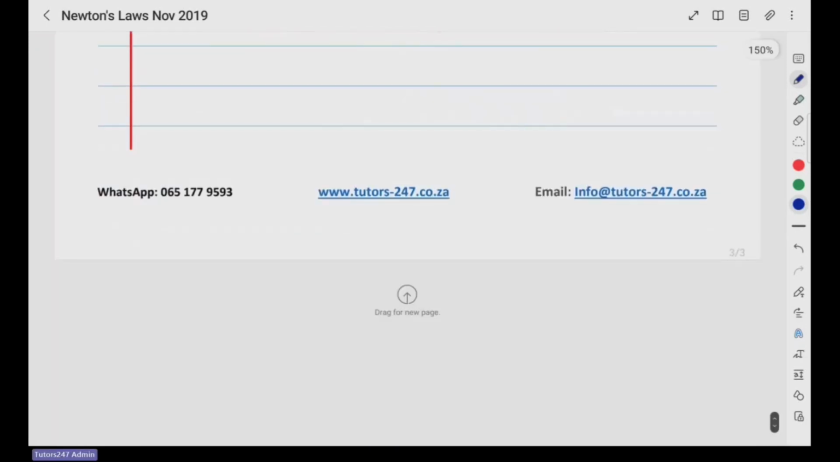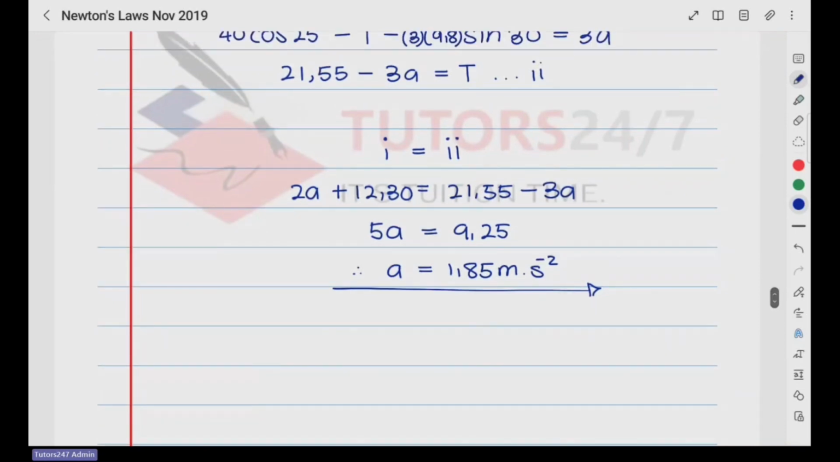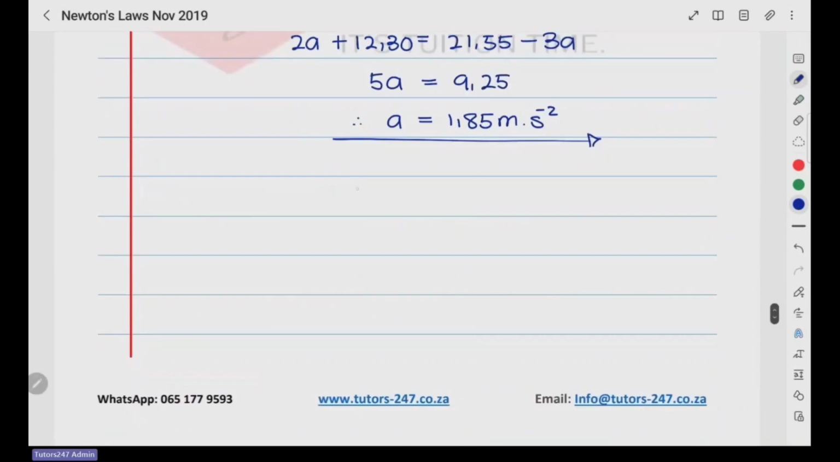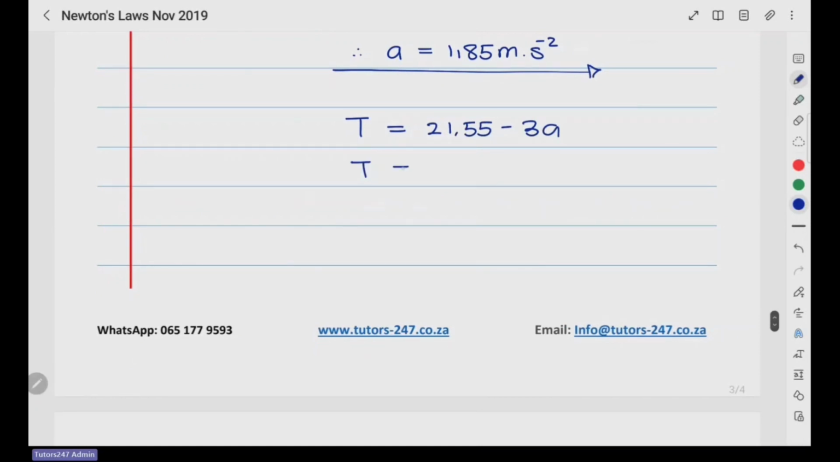So tension, all we do is we can take one of the other equations. It doesn't matter which. You'll get the same answer irrespective. So we know that our tension equation is equal to 21.55 minus 3a. From here we substitute a, so we have tension equals 21.55 minus 3 times 1.85. That gives me 16. So tension is equal to 16.